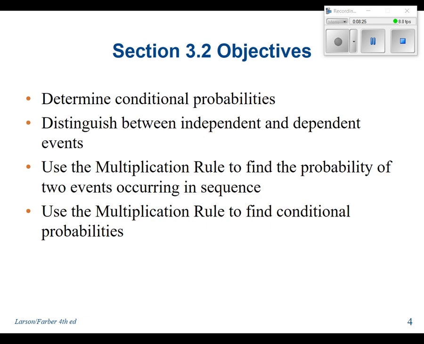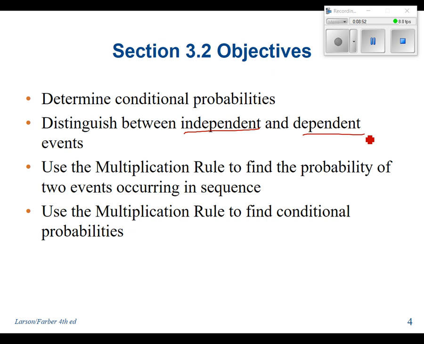What we're going to deal with today: determine conditional probabilities, and if you're titling this, just title it conditional probabilities. Distinguish between independent and dependent events. Anybody have a guess what the difference between independent and dependent events is? Independent on its own, and it has some sort of variable attached to it. Sort of. All right, and we'll talk about that. Sort of on the right track.